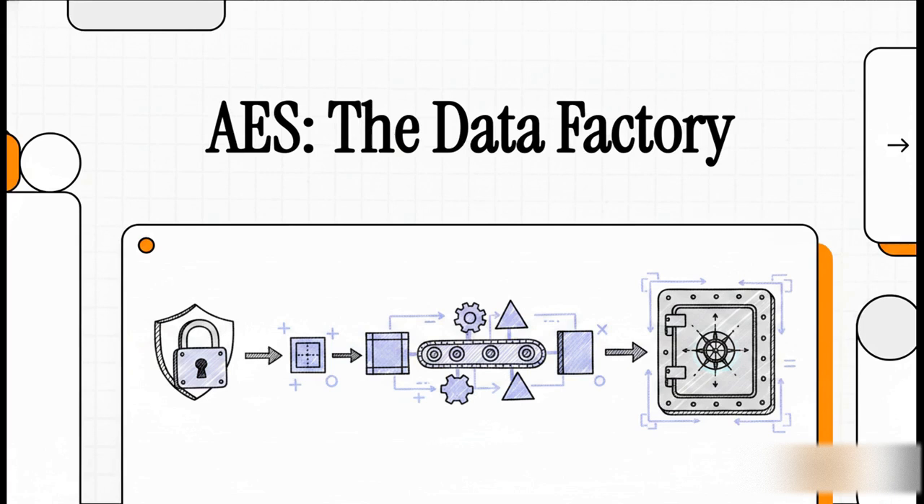Welcome to this explainer. Today we're going to take a VIP tour of that exact assembly line. We're demystifying the Advanced Encryption Standard, or AES. We're going to break down exactly how this powerhouse of an algorithm takes your perfectly readable data and basically transforms it into an absolute unreadable vault.